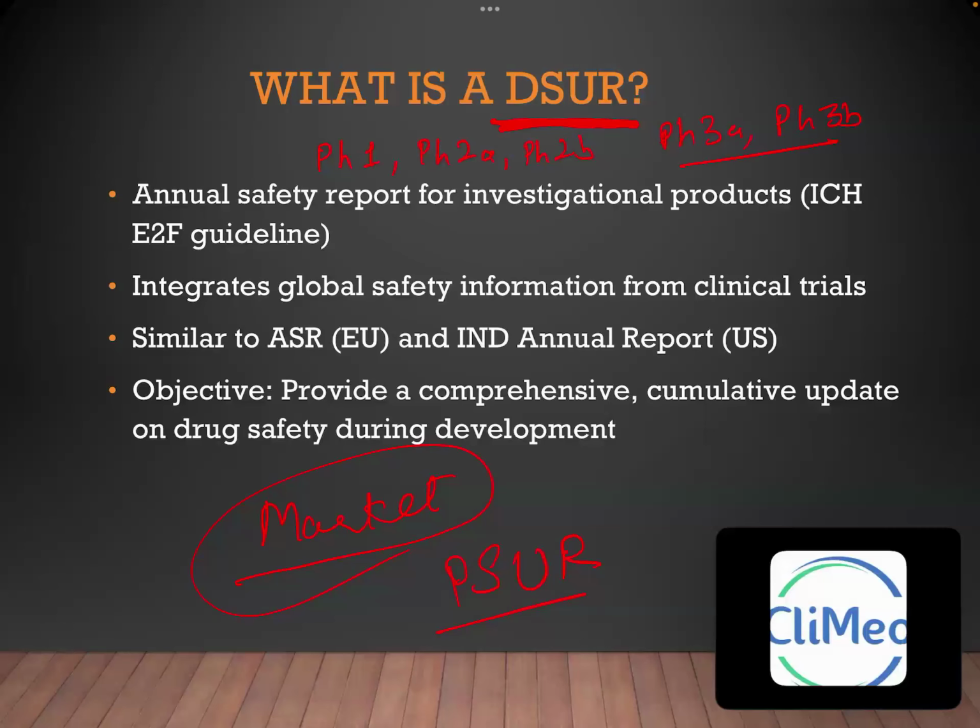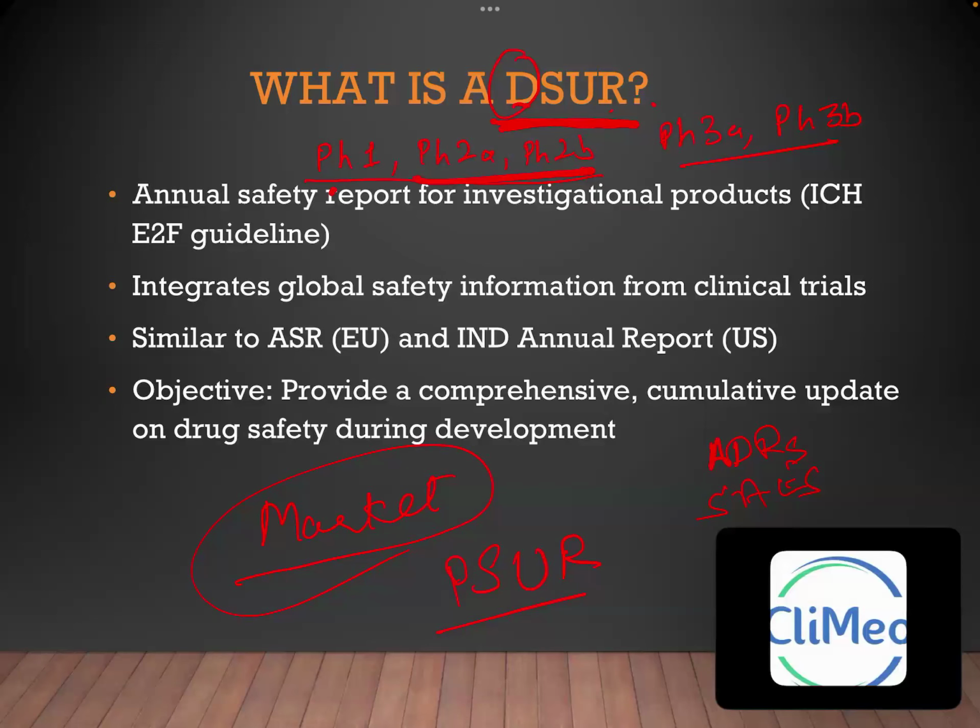Now, how are we ensuring safety at this time? Of course, we are reporting ADRs. Of course, we are reporting SAEs more closely. But still, do we have a comprehensive report at this stage also? The answer is DSUR. D means development. That means when we are in the development phase of a clinical trial, like phase 1, 2, 3, then we are writing DSUR. This goes every 6 months.